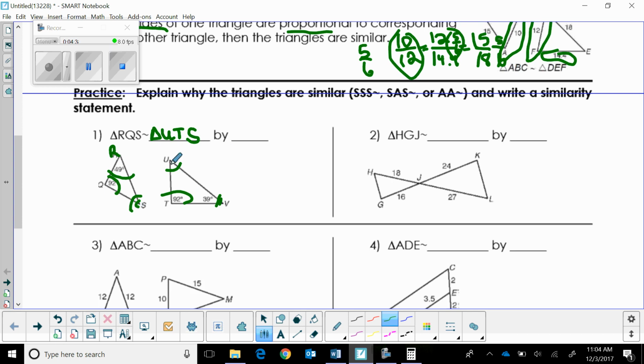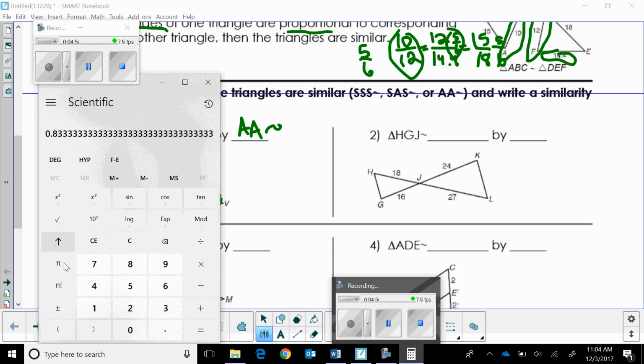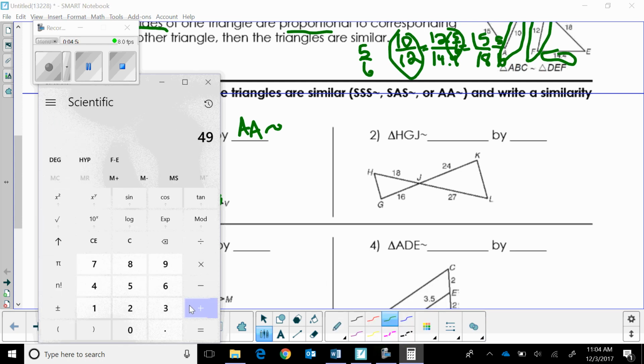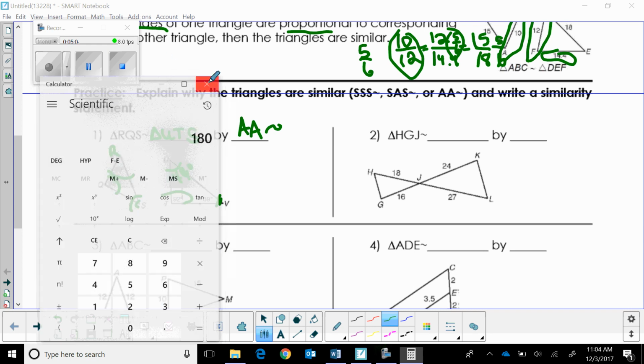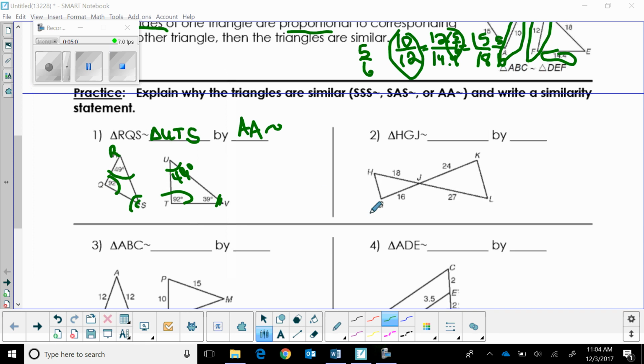Well, what information do we have? We only have angles. Two of the angles match, because if this is 92 and that's 39, that must also be 49. So by angle-angle, these are similar. Okay, I'm just going to double check that just because I want to make sure. Let's see, 49 plus 39 plus 92. Yep, they add to 180, so I just wanted to make sure before I verified that.